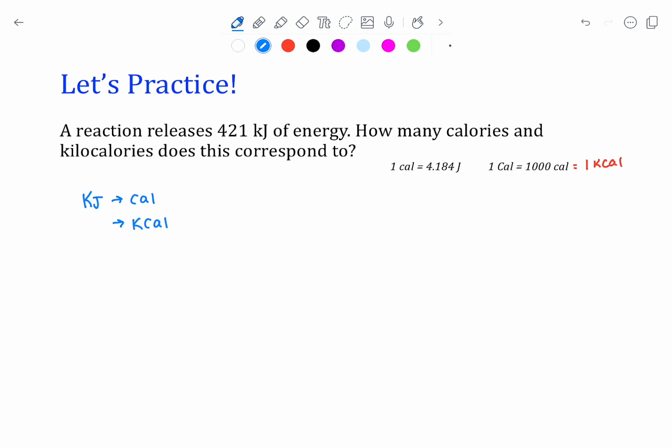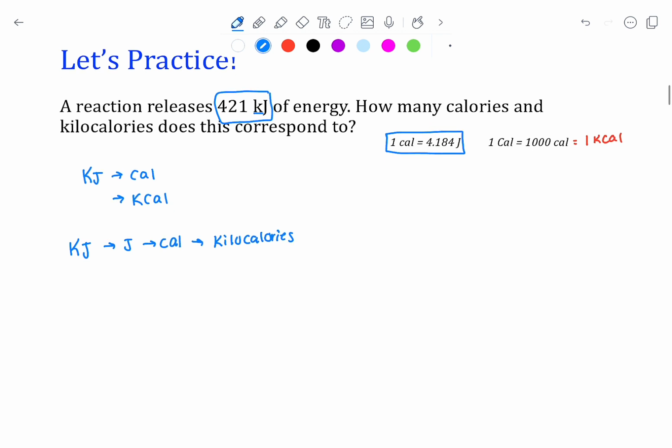So the first thing that we're going to want to do is use this conversion factor, the calories to joules relationship. However, the number that we're given is in kilojoules. So our first conversion that we're going to have to do is go from kilojoules to joules. Once we have joules, we can go from joules to calories. And once we have calories, we can then go to kilocalories. So let's start with taking that 421 kilojoules and converting it to joules.